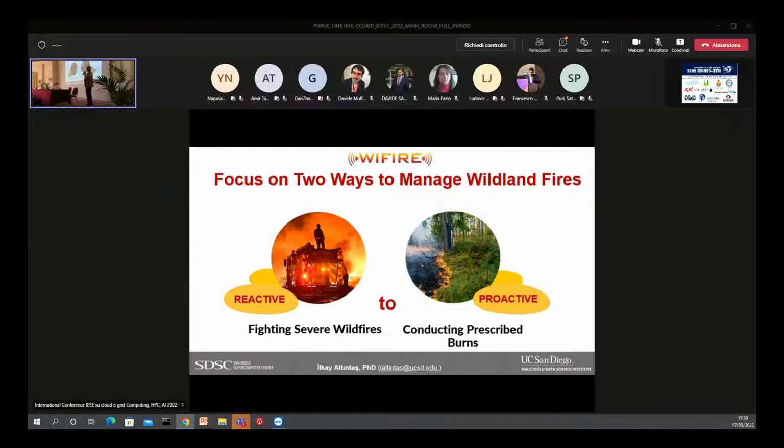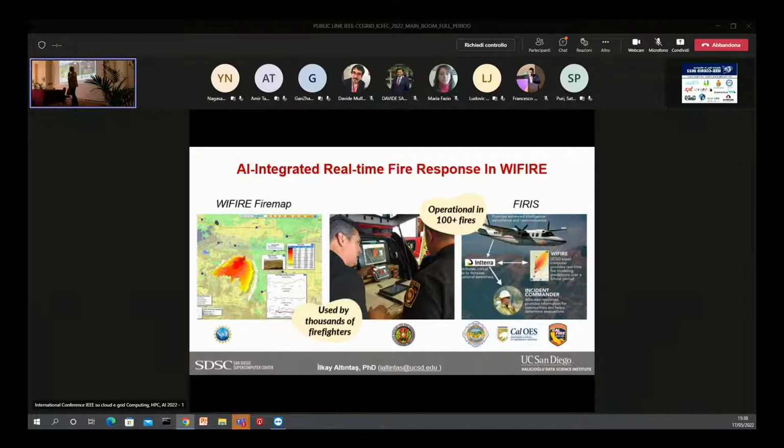So I'm going to talk about two ways that these composable systems are enabling, reactive and proactive. Reactive is by... so over the last decades, we created through an NSF program this FireMap tool. Initially, it was an infrastructure that brings data to computing and fire science, and our goal was to demonstrate dynamic data-driven fire modeling.